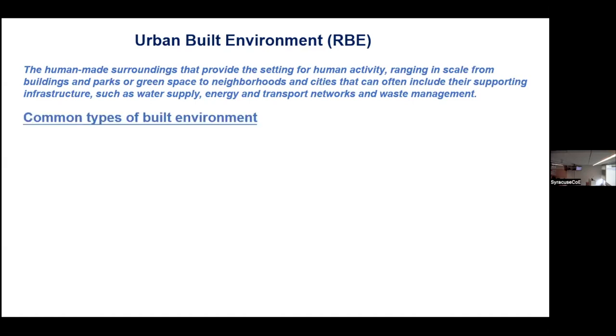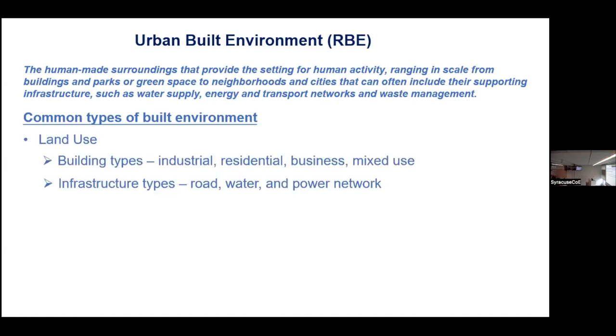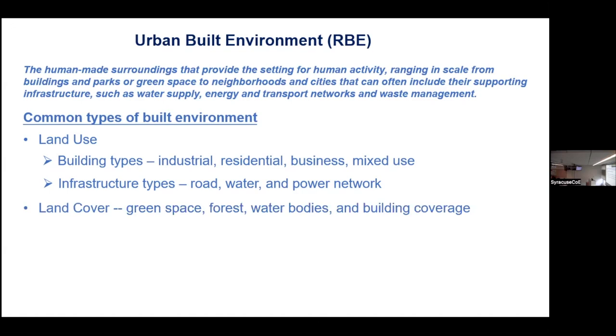Commonly, when we think about the urban built environment, we think about these three components. The first is land use, which contains building types like residence, industry, business, mixed use, and infrastructure types: road, water, and power networks, all of that. The second type is land cover. It's essentially green space, forest, water bodies, and building coverage.